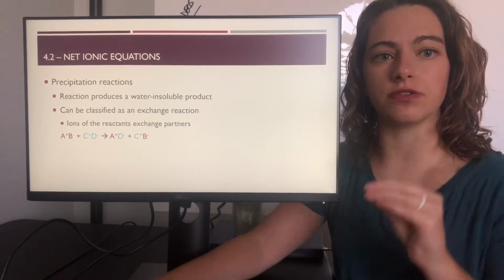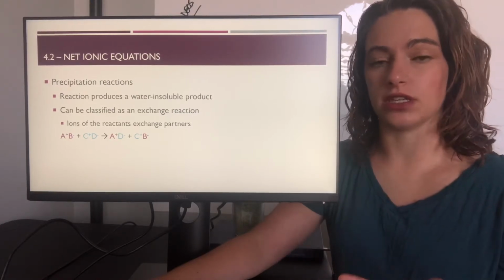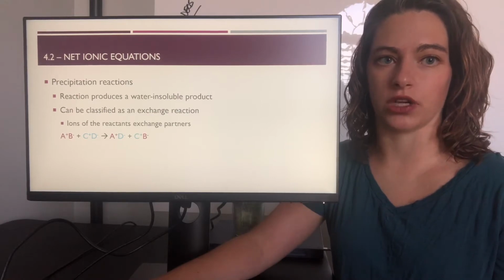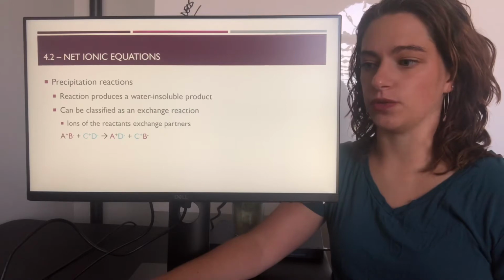So this is specifically for net ionic. With other types of reactions, we'll write them a little bit differently. It all depends on what you want to show. So we are going to use net ionic when we're talking about precipitation reactions.